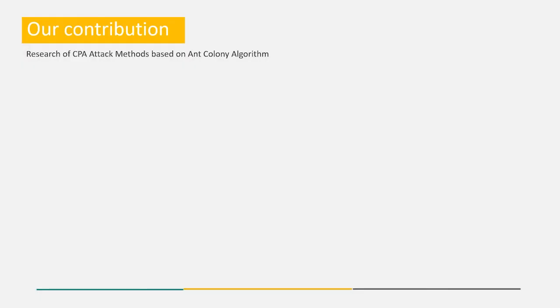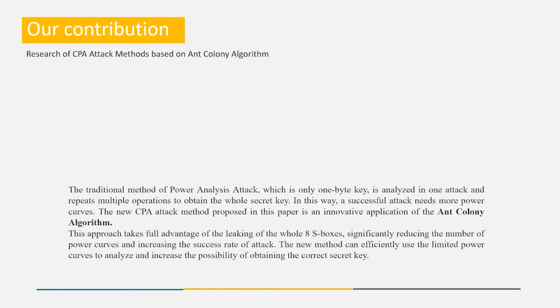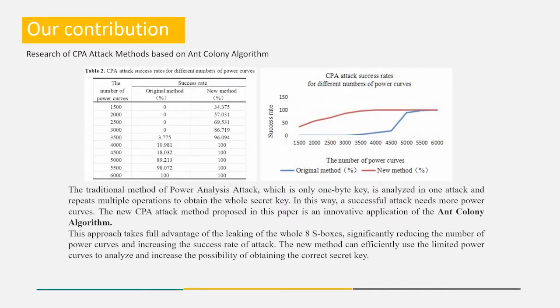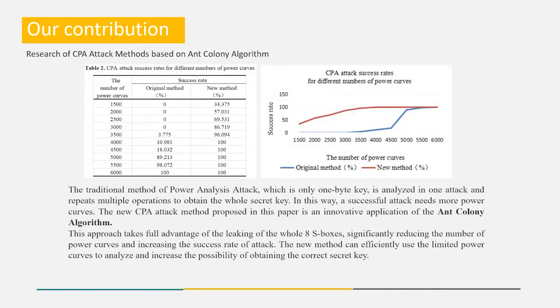The new CPA attack method proposed in this paper is an innovative application of the uncloning algorithm. This approach takes full advantage of the leakage of all 8 S-boxes, significantly reducing the number of power curves and increasing the success rate of attack. The new method can efficiently use the limited power curves to analyze and increase the possibility of obtaining the correct secret key.